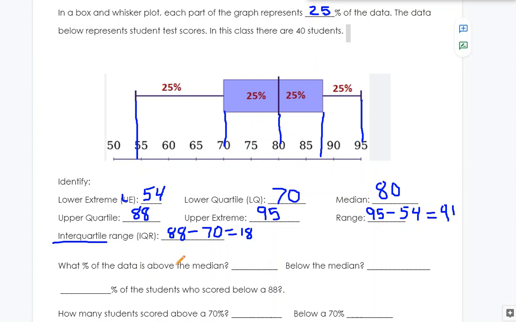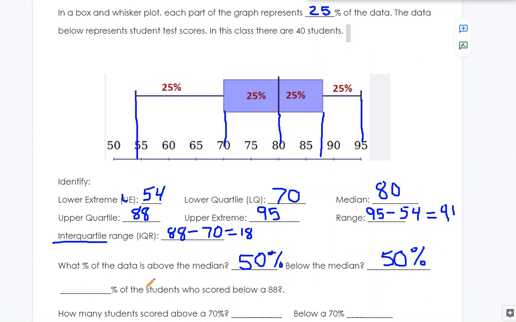All right, so what percent of data is above the median? Well, remember the median's right in the middle, right? That's the number that's directly in the middle. So that means half of our data is bigger than it and half of our data is smaller than it. So what is above the median? Well, that would be 50%. What about below the median? Below the median is the exact same thing. It'd be 50% because the median means it's in the middle. So half is above it, half is below it.